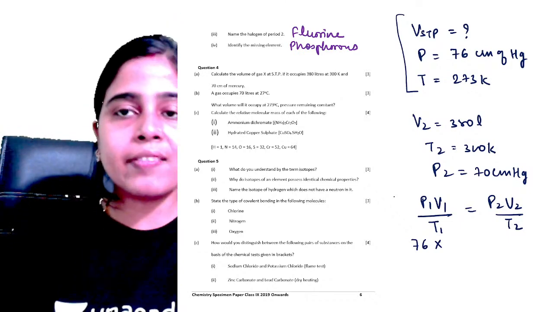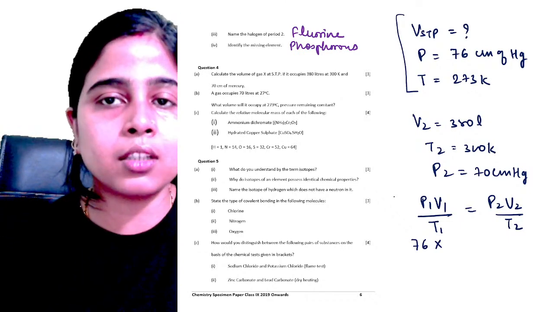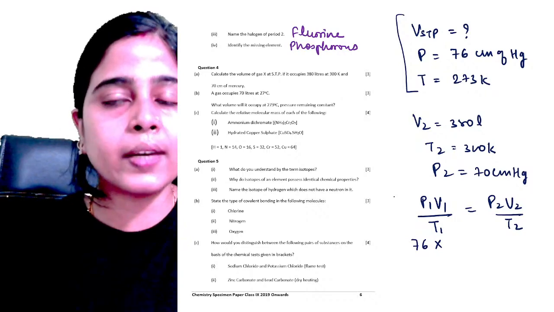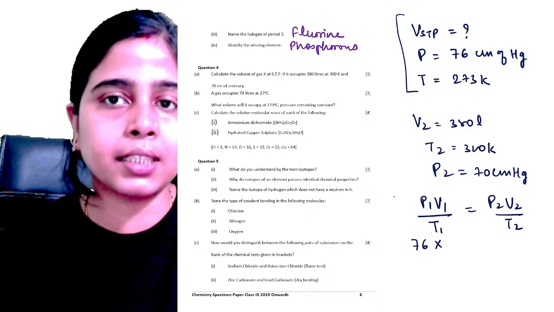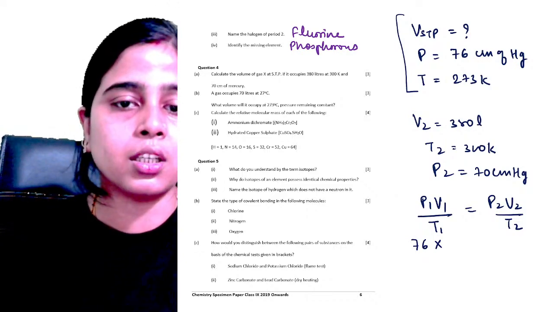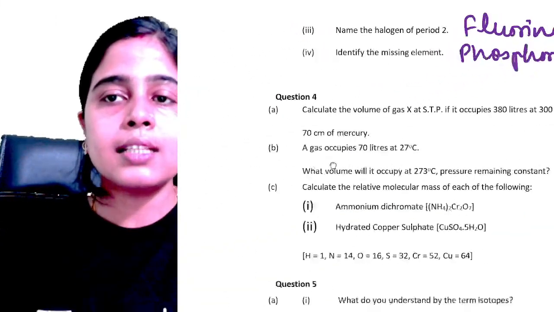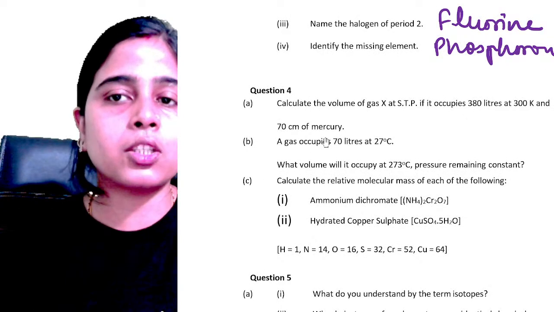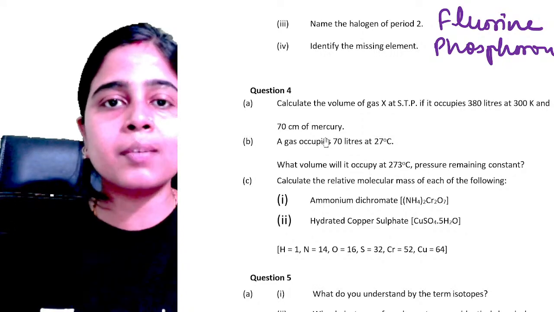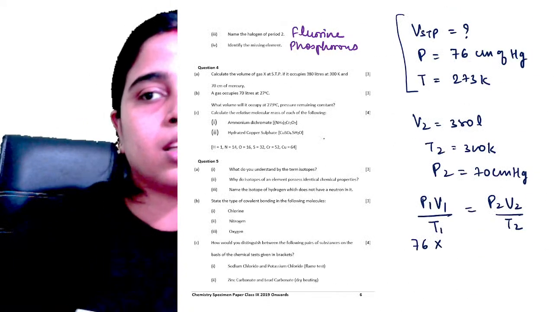Piyush, why will you take 760 mm of Hg? No, because already in the question the pressure is given as 70 centimeter of mercury. That is 70 centimeter of Hg. Yes or no? See over here, 70 centimeter of mercury is given. So why take 760 mm of Hg? Let it be 76 centimeter of Hg only. Similar thing is there.